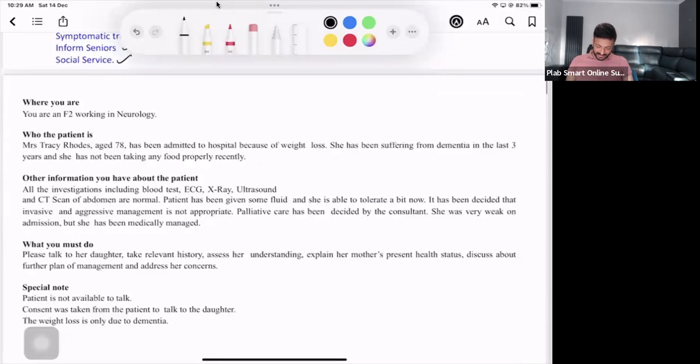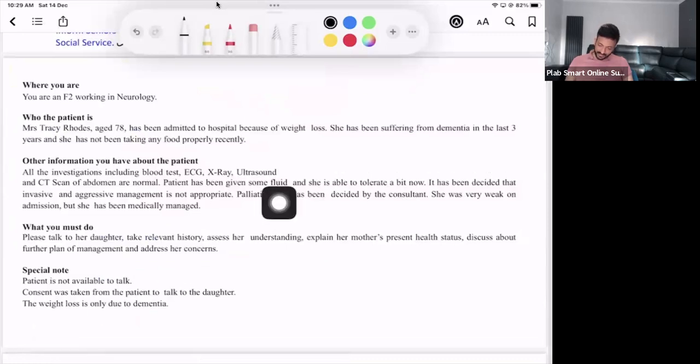Right. Let's have a look at another one as well. This is a very, very important one. Have a look. Here, FY2 in neurology.